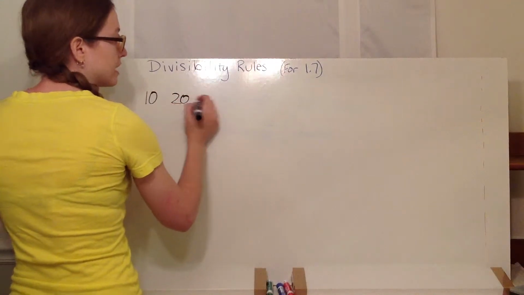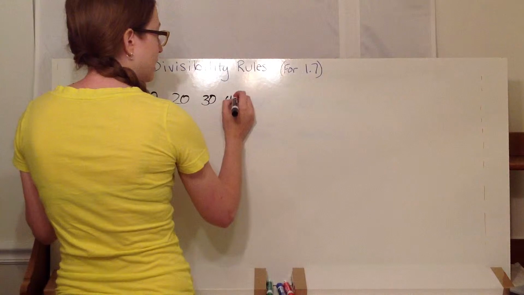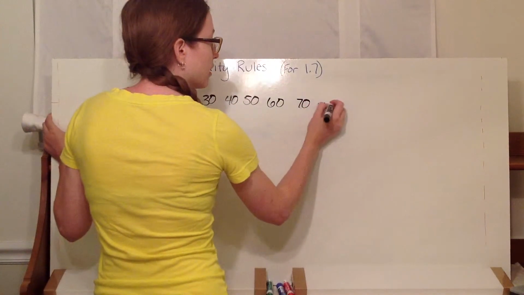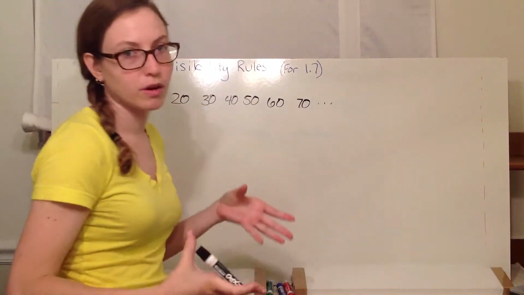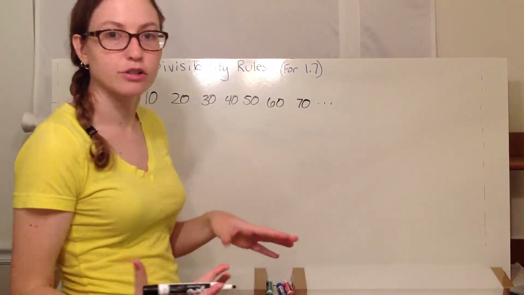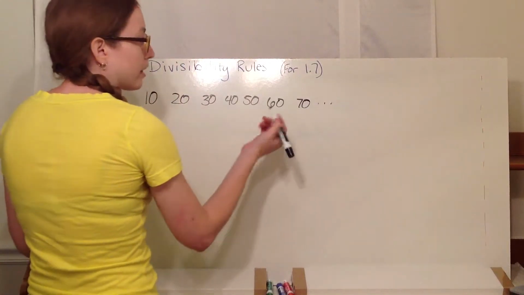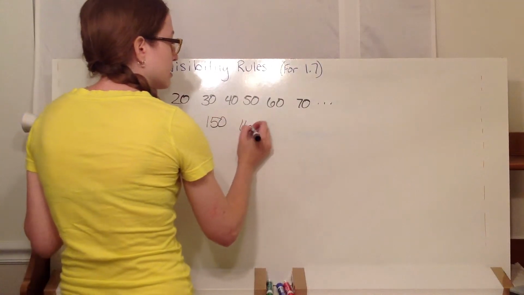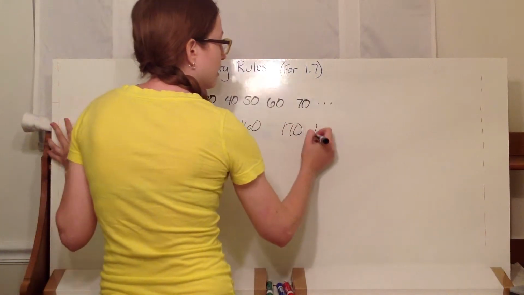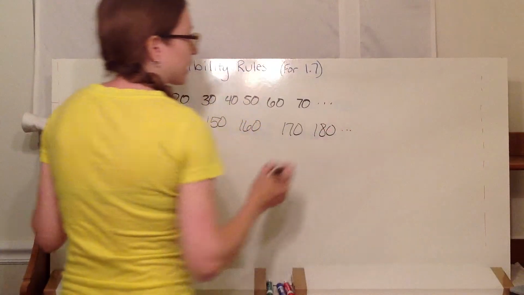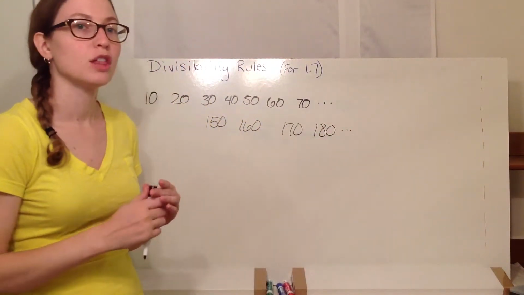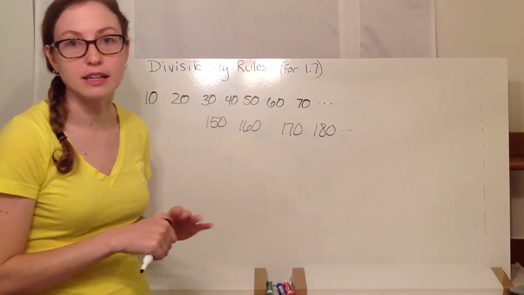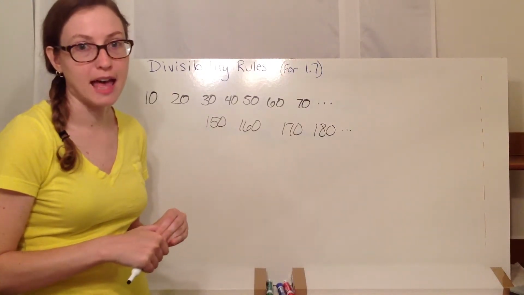10, 20, 30, 40. This is going to continue on past 100, past 200, past 1,000 and 10,000 and 100,000. But another few examples more would be 150, 160, 170, and so on as well. The rule for number 10 is a visual rule, which means we can look at a number and tell instantly if that number is divisible by 10.